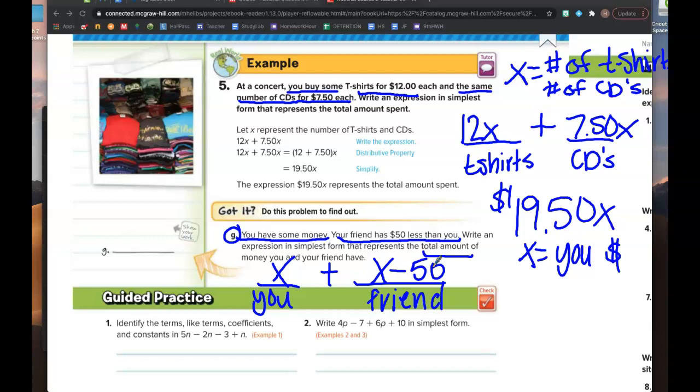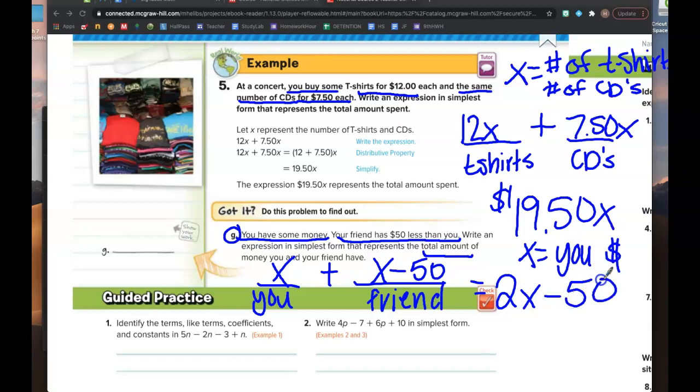Okay? So now, do I have any like terms? Yes. Do I have variables to the same power? Yeah. I have an X and an X. So if I have one X and I add another X, how many X's do I have? And then what do I do with this minus 50?